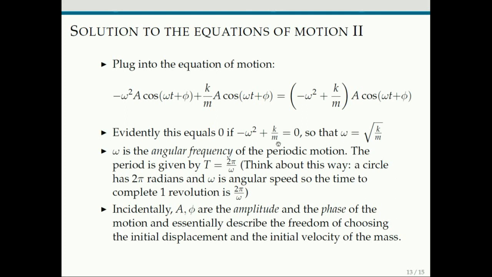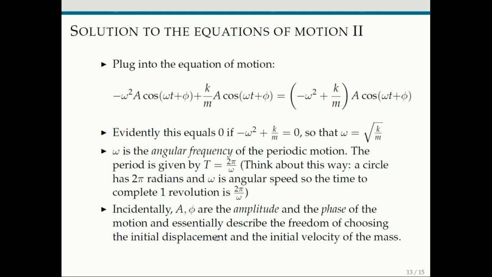From this expression here, we can rearrange and solve for omega, which is the square root of k over m. Omega is actually the angular frequency of this periodic motion. You can think of it as an angular speed. The period of our oscillation is given by 2 pi over omega. The way to think about it is that you can think of any oscillation as essentially going around a circle. A circle has 2 pi radians, and omega represents the angular speed of going around the circle. So the time to complete one revolution is however many radians are in a circle divided by the angular speed, so you get 2 pi over omega.